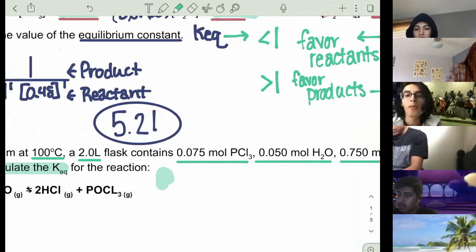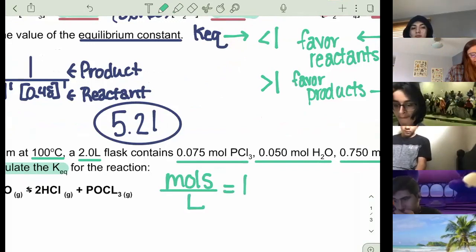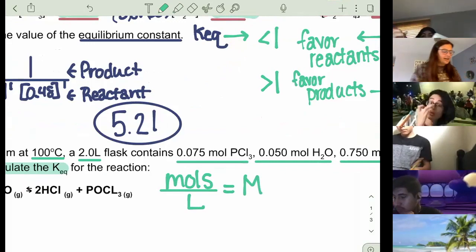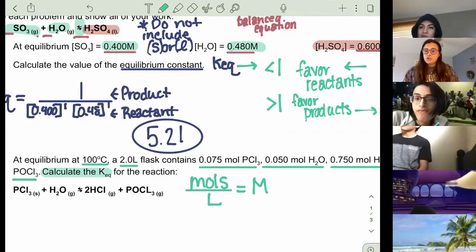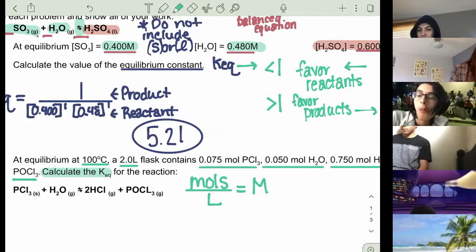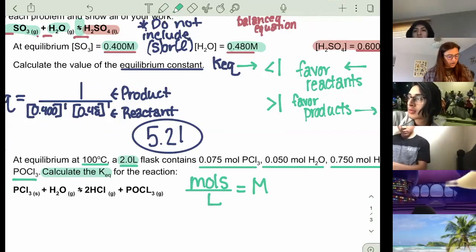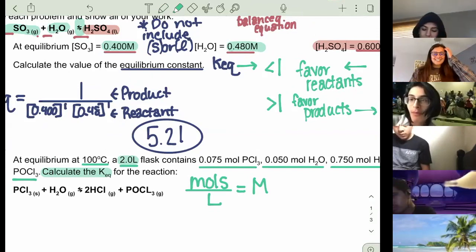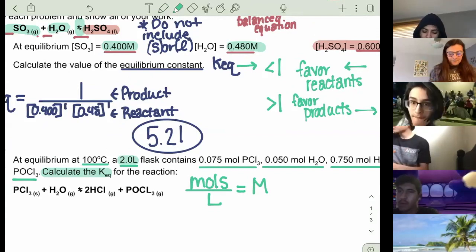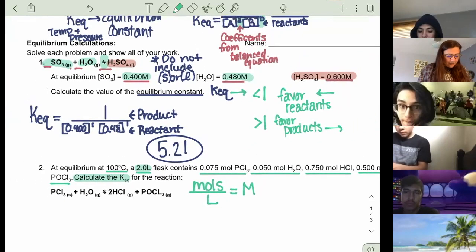The first thing we have to do is get all of these into concentrations, because otherwise we cannot use them in our equation. So I'm going to take every mole value and divide it by 2, because that's our liters for this equation. Once you have solved, please put your answers in the group chat. You can solve for any of them.